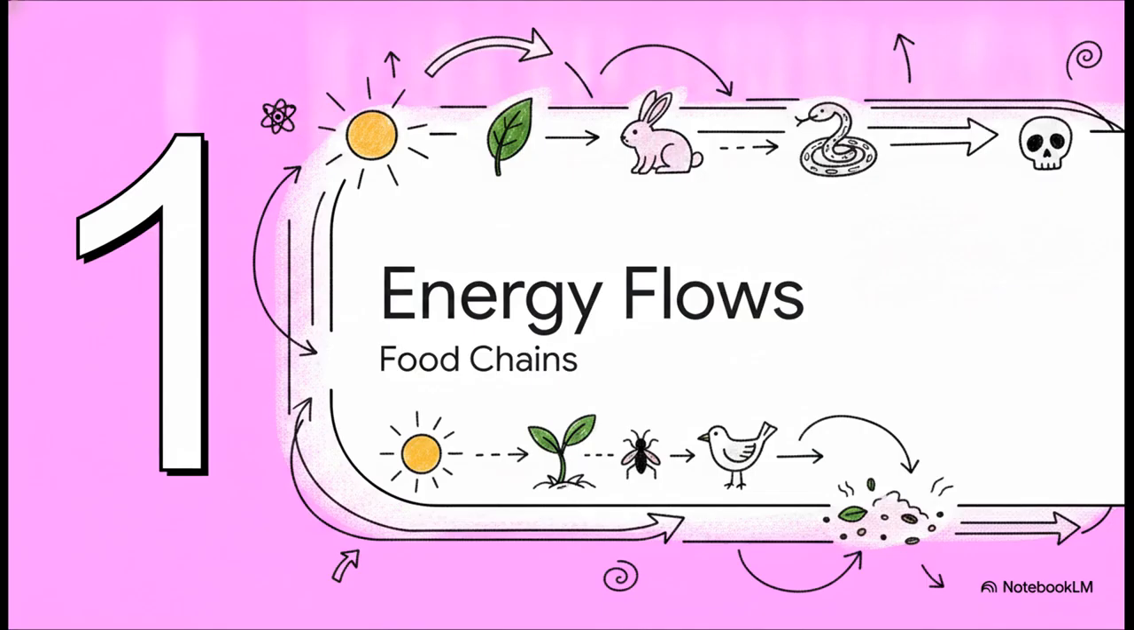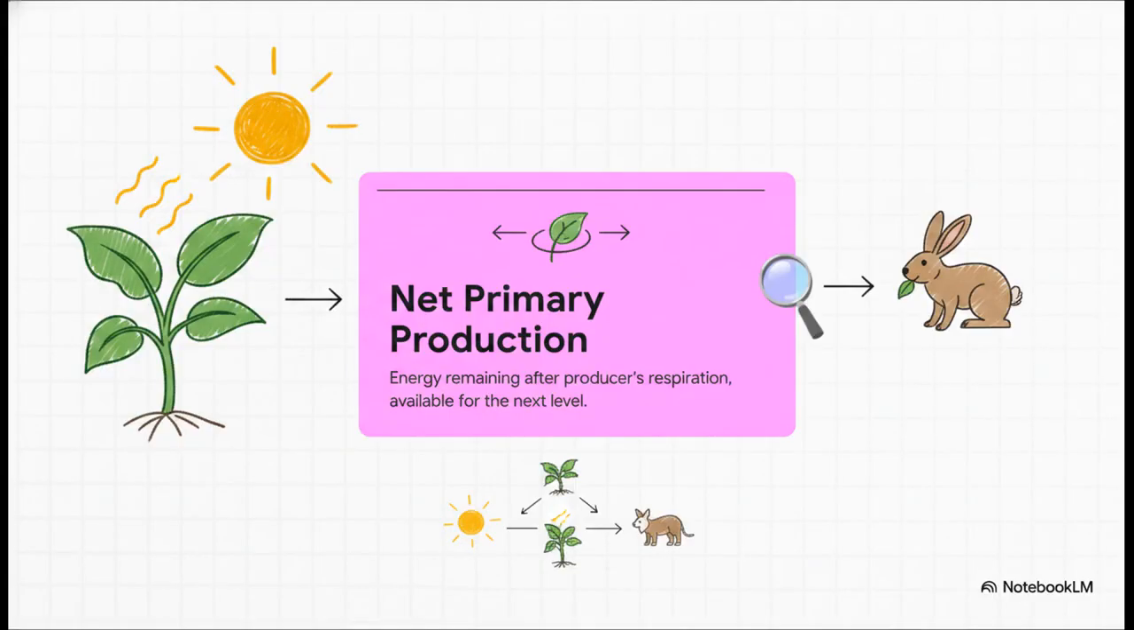We're kicking things off with energy flows because they are the absolute foundation of how ecosystems run, and it's a heavily tested topic. Now, a crucial point here is understanding the difference between what plants make and what they actually pass on. Think of it kind of like a business. Gross primary production, or GPP, is the total gross revenue, all the solar energy a plant captures and turns into glucose. But plants have overhead.